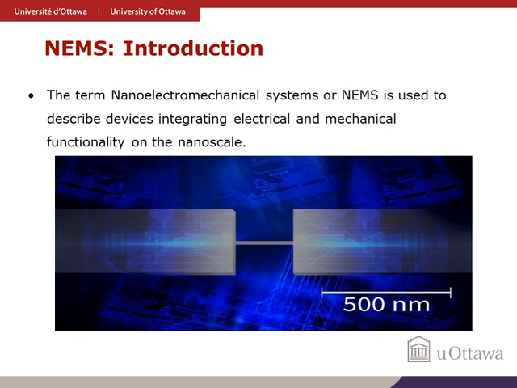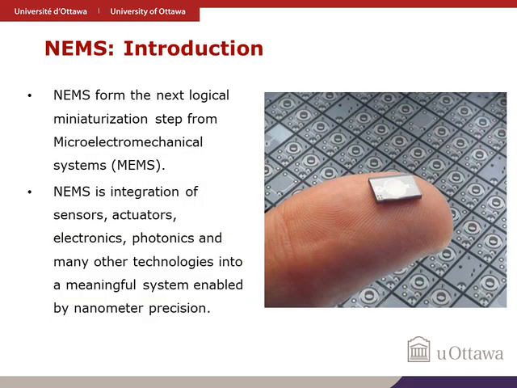The term nanoelectromechanical systems, or NEMS, is used to describe devices integrating electrical and mechanical functionality on the nanoscale. As you can see in the figure also, it's 500 nanometers. NEMS form the next logical miniaturization step from microelectromechanical systems, MEMS. MEMS is the integration of sensors, actuators, electronics, photonics, and many other technologies into a meaningful system, enabled by nanometer precision.